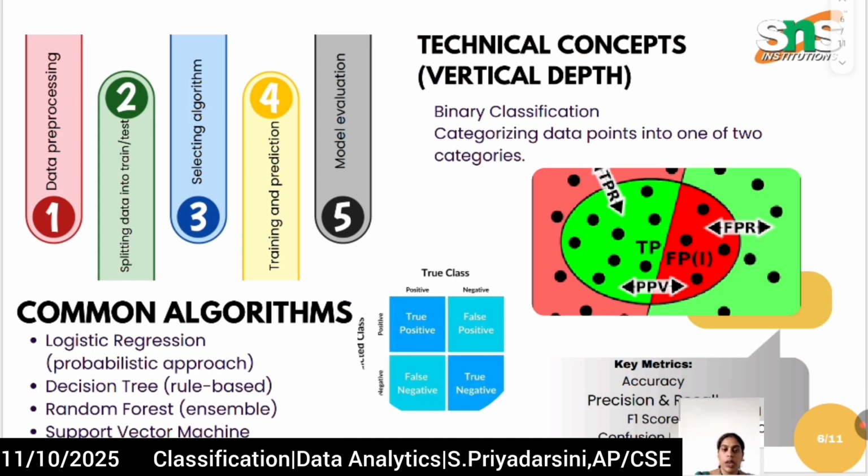Next we will see the common algorithms and concepts. Let's look at some commonly used algorithms. First one is logistic regression, a probabilistic approach. Next we will see decision tree, which is a rule-based model, random forest, an ensemble of multiple trees, and SVM, a margin-based approach. The whole process involves data processing, splitting data into training and testing sets, selecting the right algorithm, training the model, and finally evaluating. To check how good your model is, we use metrics like accuracy, precision, recall, F1 score, and the confusion matrix.